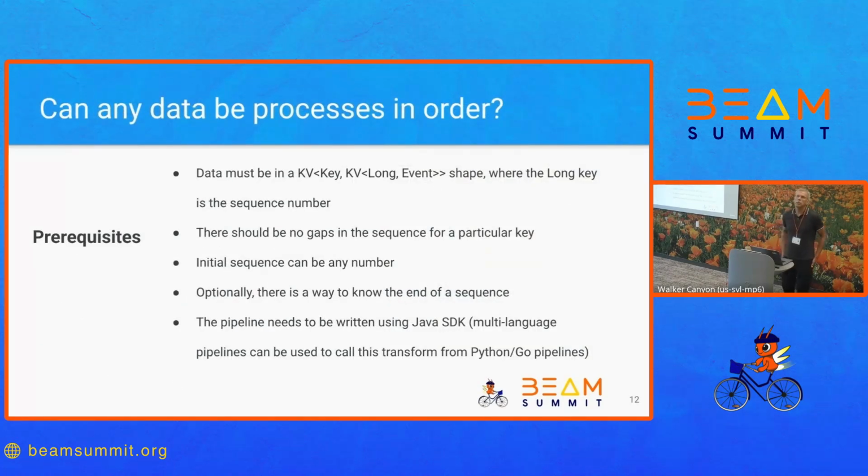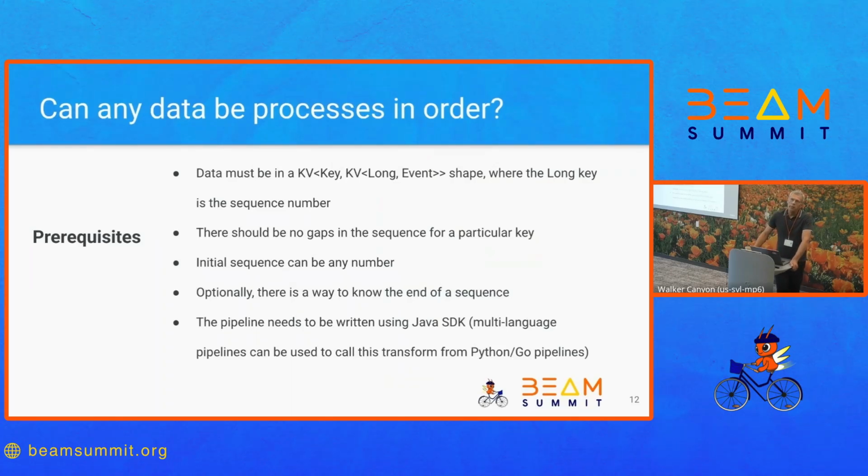So the question becomes, can any data be processed in order? And the answer is no. And there are reasons for that, and we'll explain why. So the data ultimately, before it gets into this generic transform, needs to be in a specific shape.